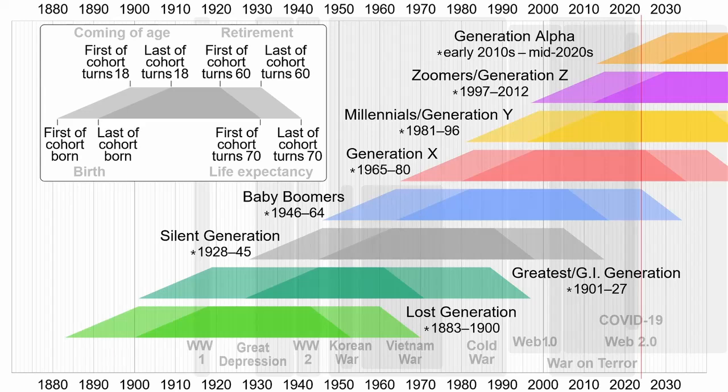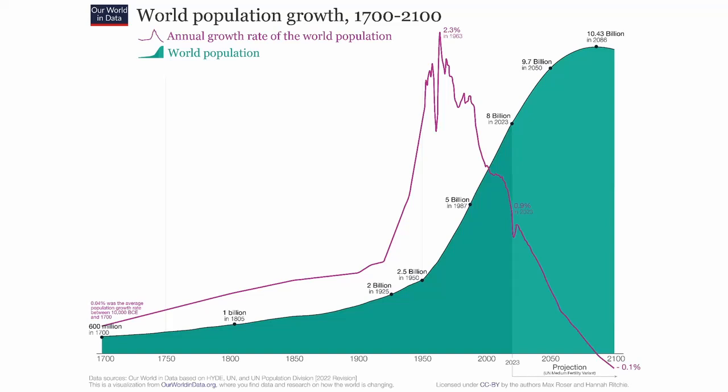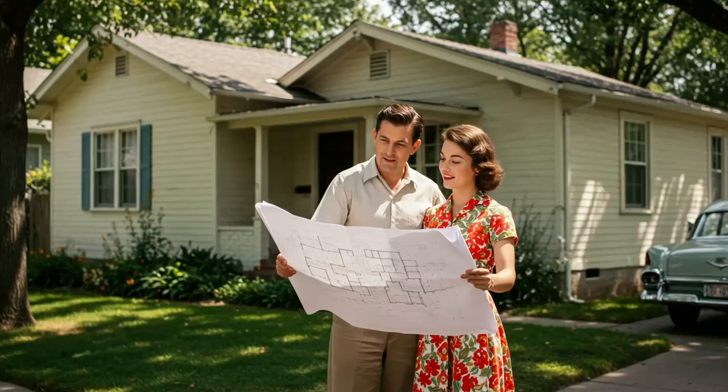Here, you can find the different generations. We're going to focus on the baby boomers because of this. The population growth, which was already coming up before the Second World War, exploded after it. It peaked at 2.3% before quickly going down. That's the baby boom. But when you get this wave of population growth, you have to make some room.